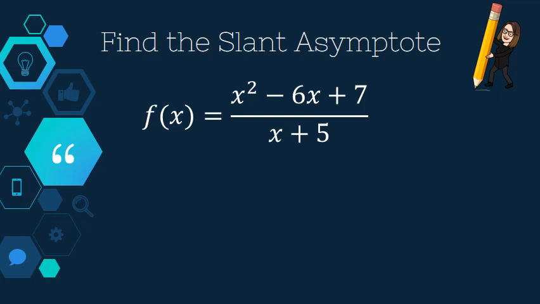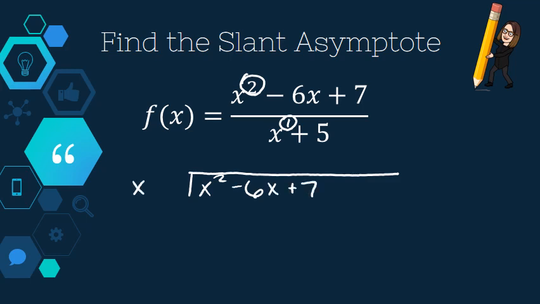In this rational function, I can see I have a degree of 2 and a degree of 1. So I'm going to go to long division and I'm going to divide. Yes, in some cases you can use synthetic division, but I'm in the habit of always using long because there's no restrictions when I use long division.